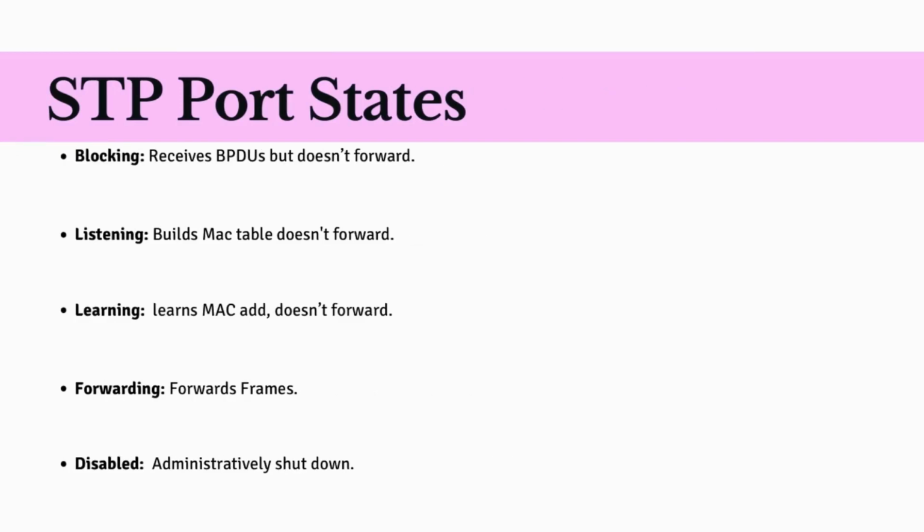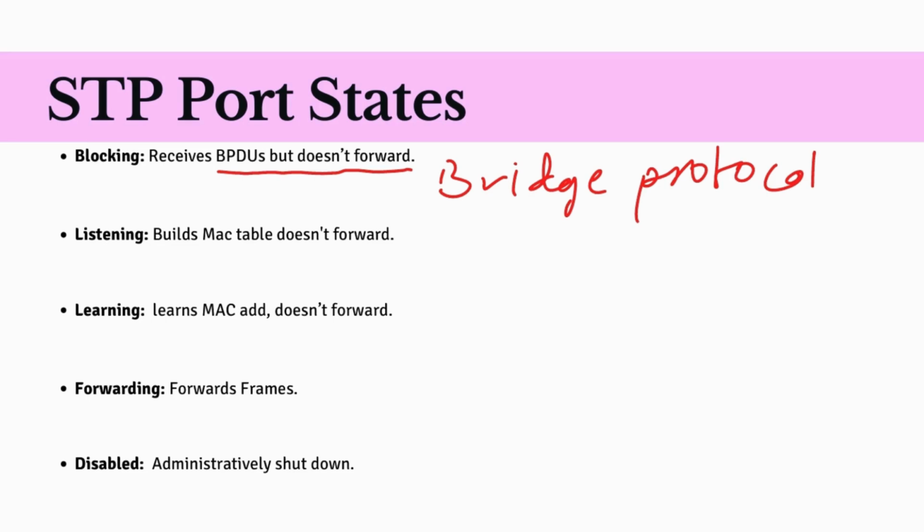STP uses 5 states. Blocking state, which is the first state, where it receives BPDUs but doesn't forward them. Okay. BPDU stands for Bridge Protocol Data Unit. It is a data message exchanged between switches to maintain the network topology.